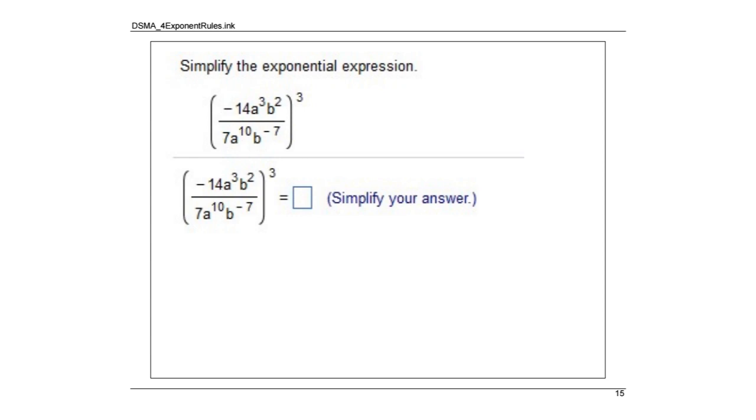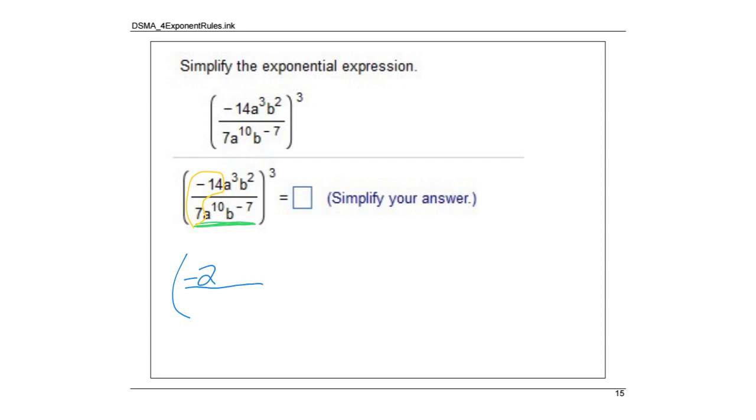Wow. Okay, I know it looks terrible, but let's use our order of operations. So order of operations tells us clean up what's inside first. So we're going to do that first. So let's take a look. Well, let's look at our numbers first. We have negative 14 over 7. So that tells us that we have a negative 2, right? 7 goes into 14 2 times.